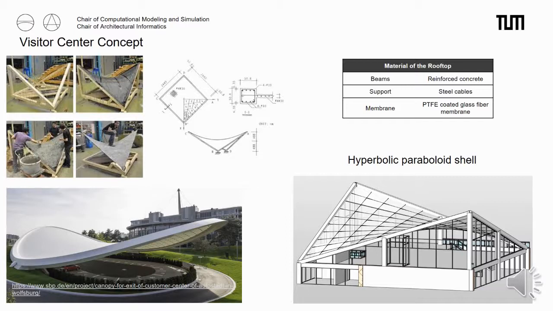Our idea was to use the rooftop, that is the hyperbolic paraboloid shell. We have been inspired by Schlaich Bergermann Partners project and use those materials for the rooftop. That is the PTFE coated glass fiber membrane that is supported by steel cables that are held by the reinforced concrete beams.